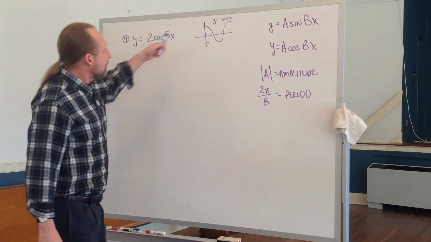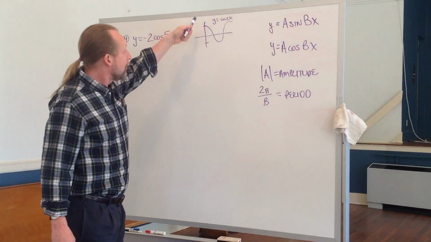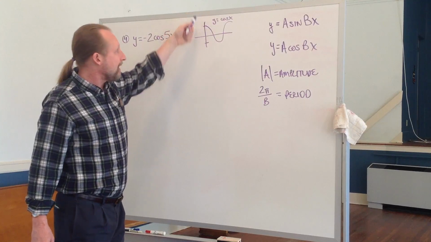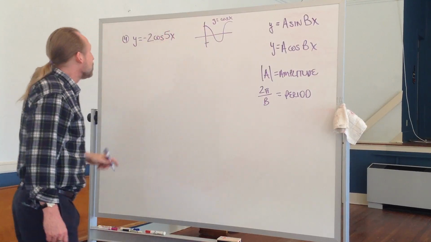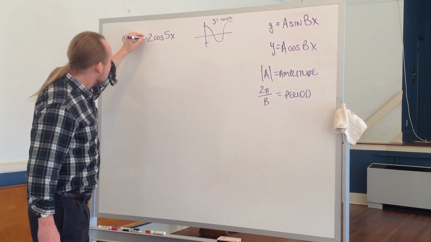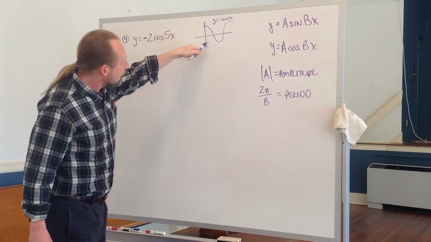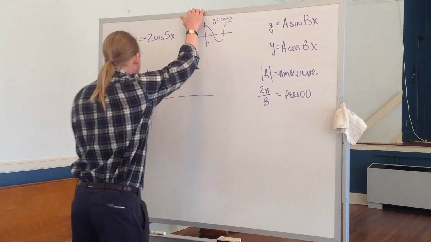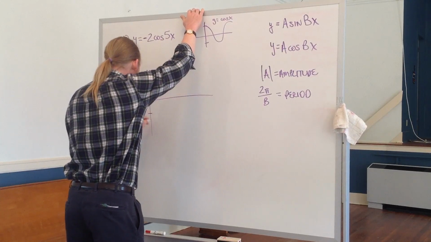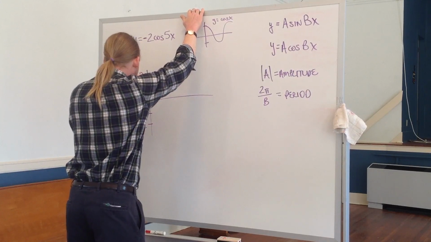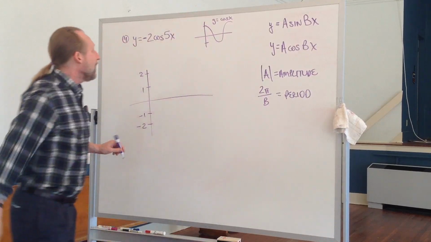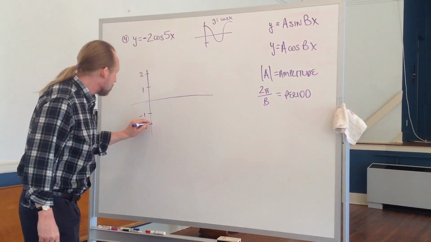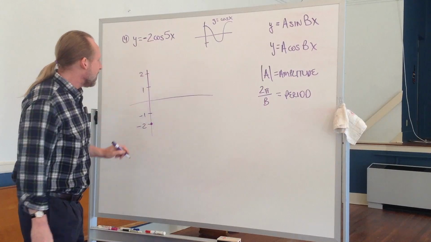Now this is going to give it an amplitude of 2, so the maximum value will be positive 2, the minimum value will be negative 2. But this negative here means that it's going to start down at the minimum value. So there's 2, there's negative 2. And so this graph is going to start down at the minimum because this is negative.